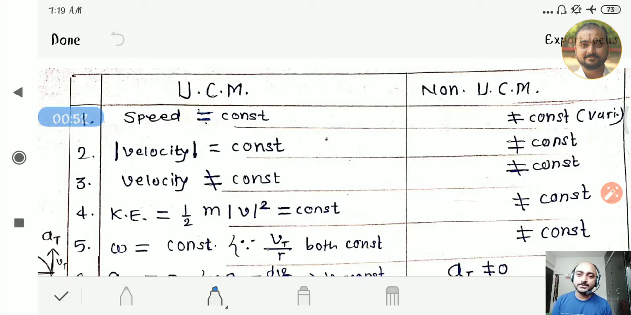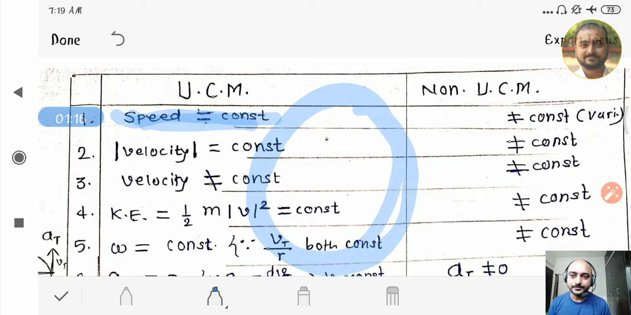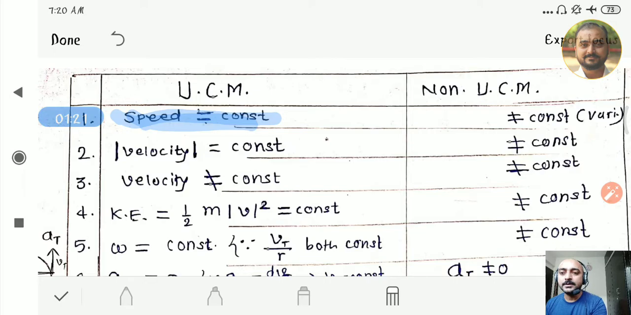Simply, uniform circular motion is defined as the motion of the particle along the circumference of a circle in which the linear speed remains constant. Remember, motion of the particle along the circumference of a circle with constant linear speed is called uniform circular motion. First I am going to explain all the things related to uniform circular motion.